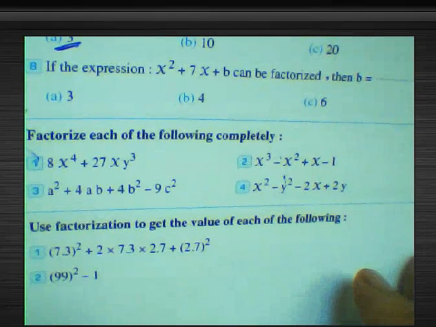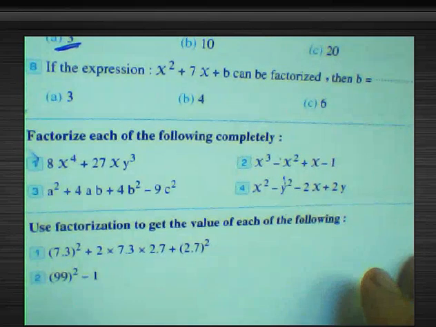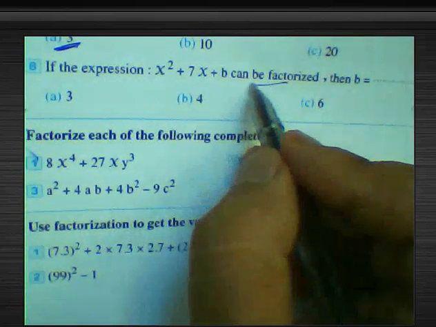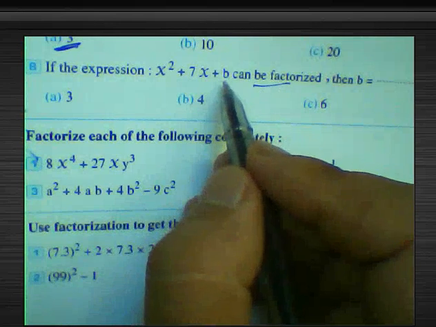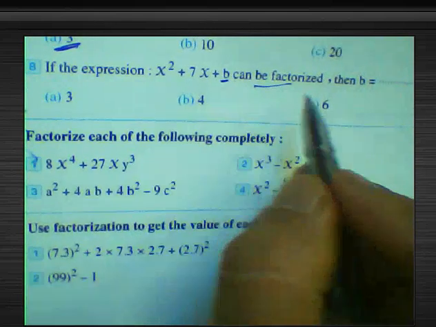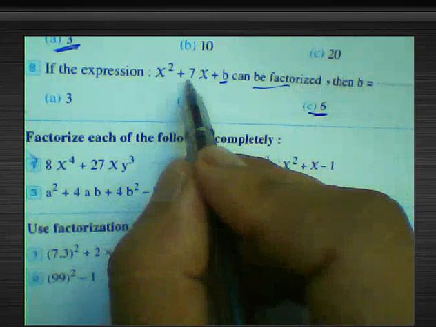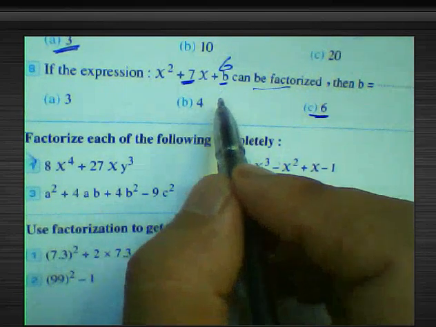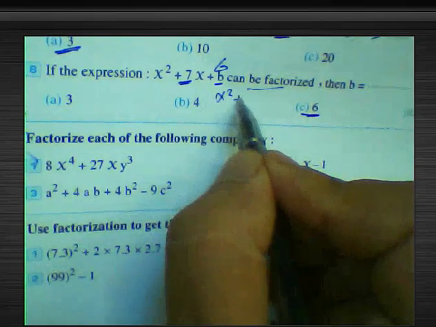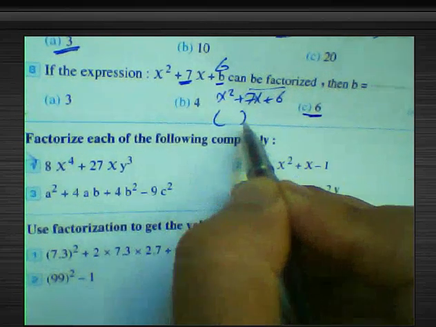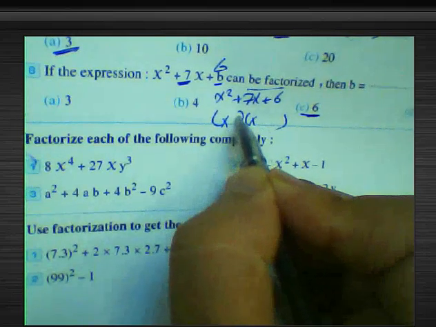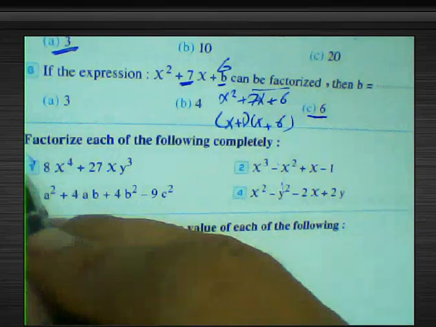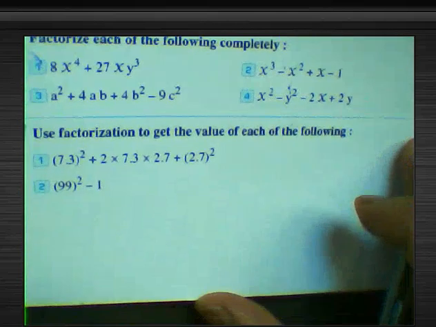Question 8. If the expression x power 2 plus 7x plus b can be factorized, then b equal what? Can be factorized, so we can write here: 2 digits multiply of them equal b, and the sum of them equal 7. Okay, b will be 6. It's easy or not? Again, x power 2 plus 7x plus 6. We can factorize it: x multiply x, 1 times 6 equals 6, and if we add them, the result will be 7.